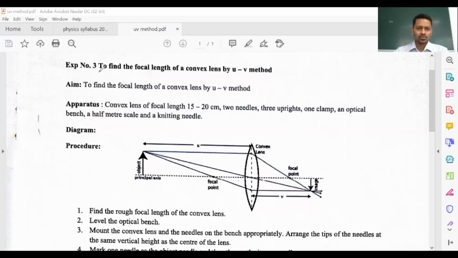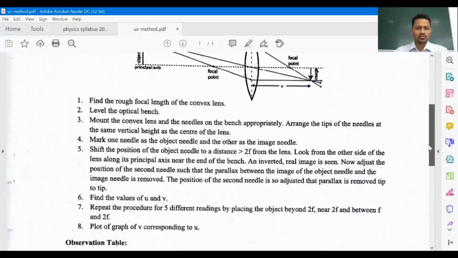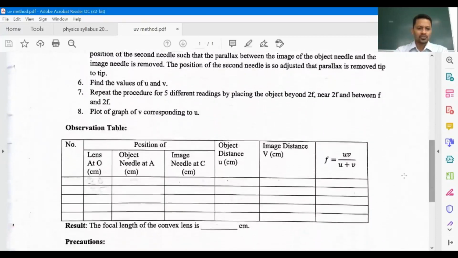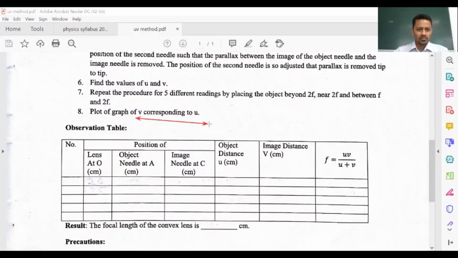Now what I'm going to show you is the different calculations you have to do here and what graph you have to draw. Actually, for this particular table, you have to draw one graph each time. Can you see this? It's mentioned over here: find the value of V, repeat, and plot the graph of V corresponding to U. This is my experiment number 1.